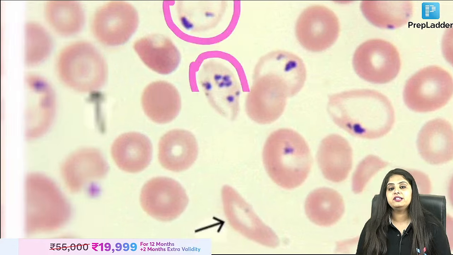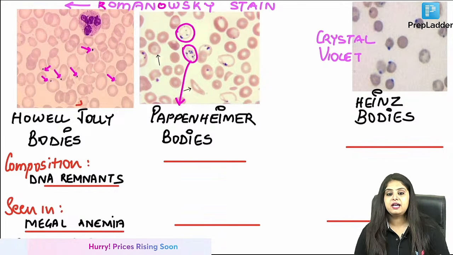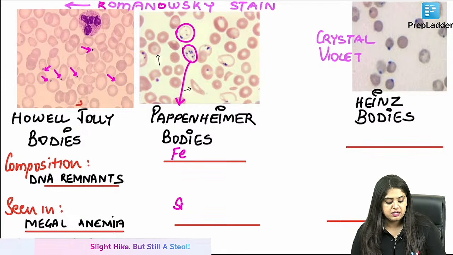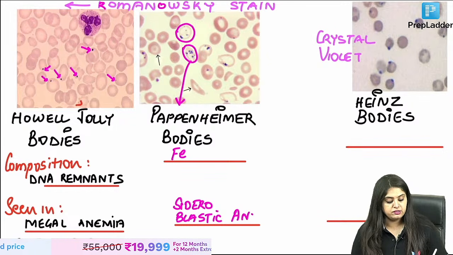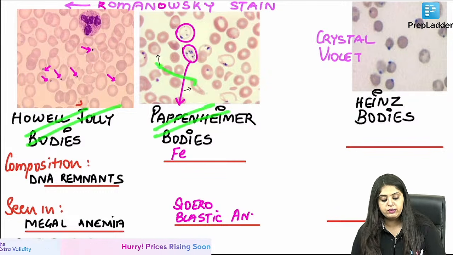These multiple bodies are known as Pappenheimer bodies. Multiple bodies are Pappenheimer bodies, which are made up of what? They are made up of iron. And iron anemia was which one? It was the sideroblastic anemia. Remember, there was too much of iron, the Ambani situation. Sideroblastic anemia can show you Pappenheimer bodies. So single and jolly, happy, jolly, single bodies. Pappenheimers are going to be the iron.